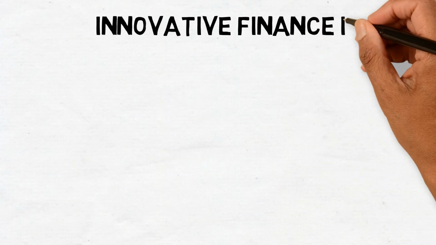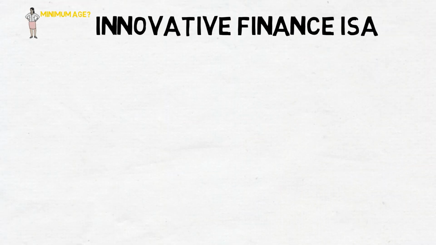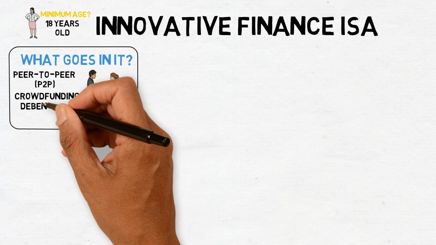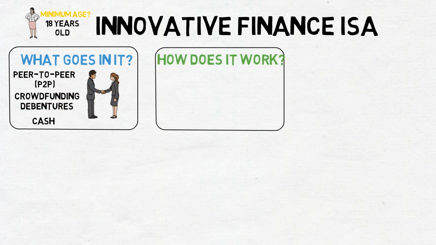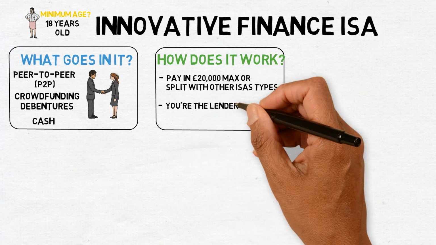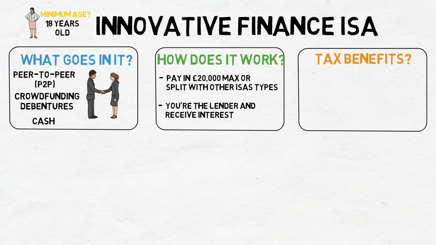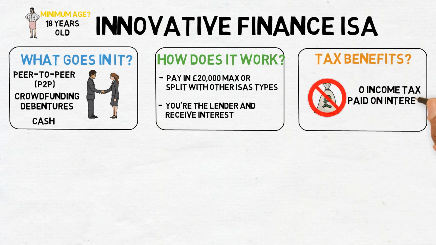The final ISA is the Innovative Finance ISA. To open this ISA, you must be 18 years old or above. Through this ISA, you can invest in peer-to-peer loans, crowdfunding debentures, and cash investments. Each tax year, you can pay the entire £20,000 ISA allowance or split the allowance with your other ISAs. You are essentially lending your money to individuals and businesses over a specified period of time, such as 5 years, and you will receive a fixed amount of interest over this set period. The tax benefit of this ISA is no tax is paid on interest received.